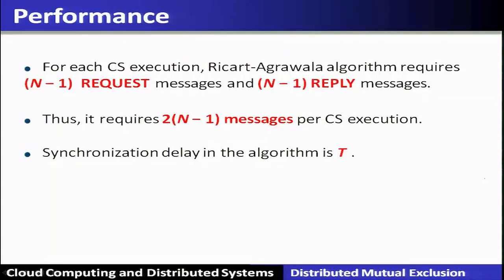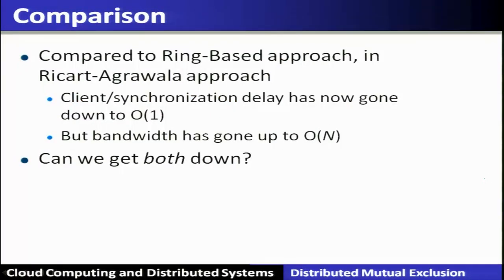The performance of the Ricart-Agrawala algorithm is 2(n-1) messages per critical section. The synchronization delay is the same as the Lamport algorithm, that is T. Compared to the ring-based algorithm, in the Ricart-Agrawala approach you can see that the client-server delay is reduced, that is T, of the order 1, but the bandwidth is of the order n. So, how can the bandwidth be reduced further?